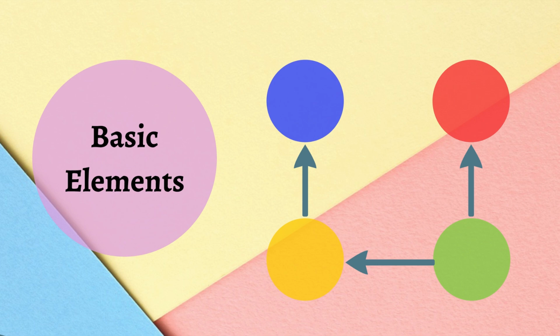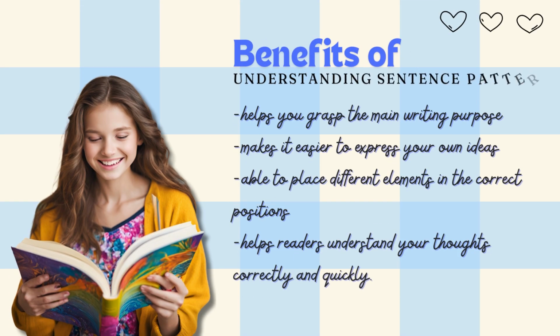To make it easier for students to understand these 5 sentence structures, we use colors to represent each element. This helps students remember the basic structure of each sentence. When reading articles or even writing by yourself, understanding the structure of sentences not only helps you grasp the main writing purpose of the author, but also makes it easier to express your own ideas accurately when writing. Placing different elements in the correct positions also helps readers understand your thoughts correctly and quickly.